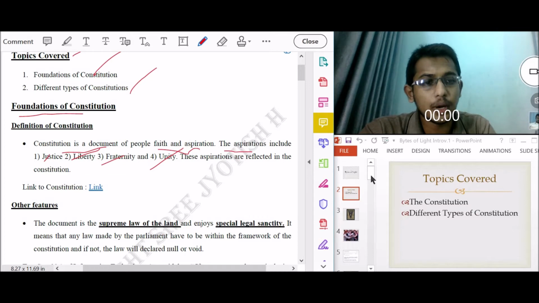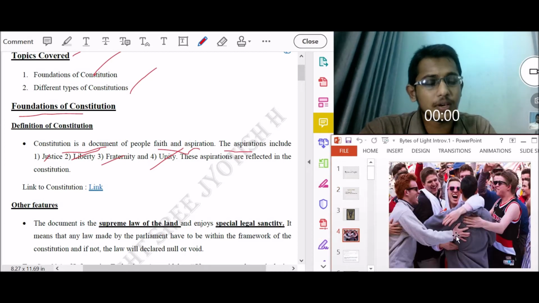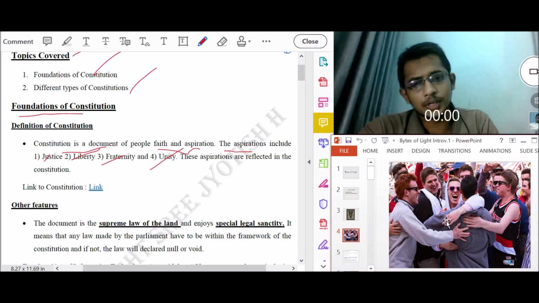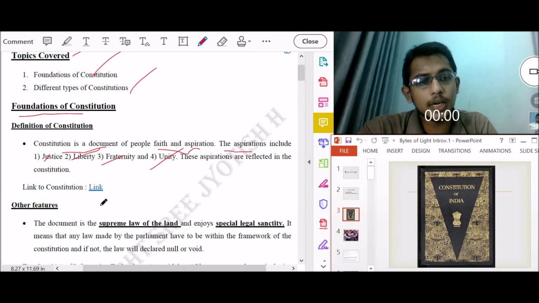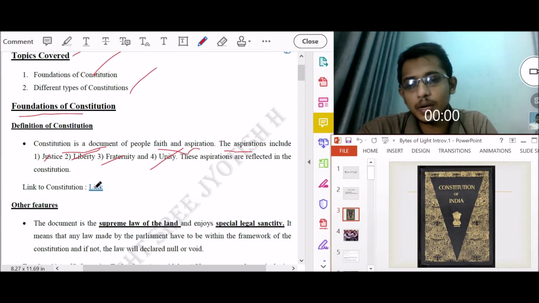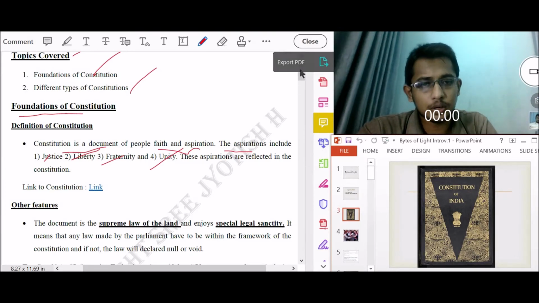Fraternity, I shall show you an image of fraternity when you search in the web. That is, people come together, they celebrate even if they are from different caste, creed, or religion. So that is one thing. And now let me show you the picture of our constitution. This is how the Constitution of India looks like. If you want to read the Constitution, you can just click on this link, and this link will directly take you to the Constitution.